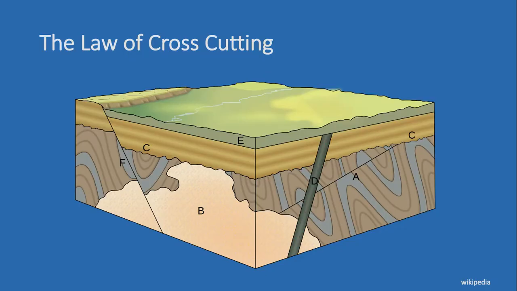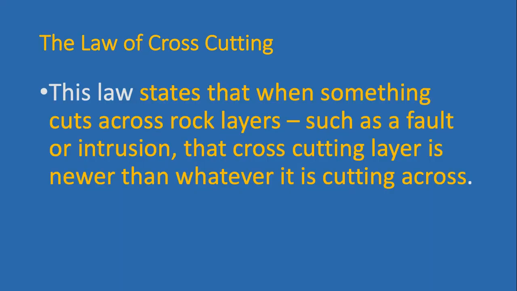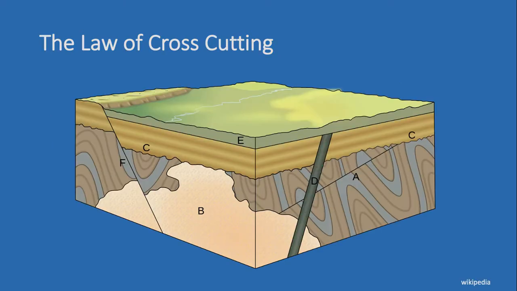The law of cross-cutting. This states that when something cuts across rock layers, such as a fault or an intrusion, the cross-cutting layer is newer than whatever it is cutting across. So in this picture, D would be an igneous intrusion. It has to be newer than layers B, A, and C because it's cutting across them. B, A, and C were already there to be cut across.